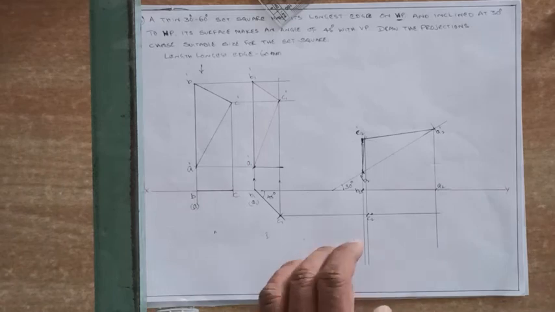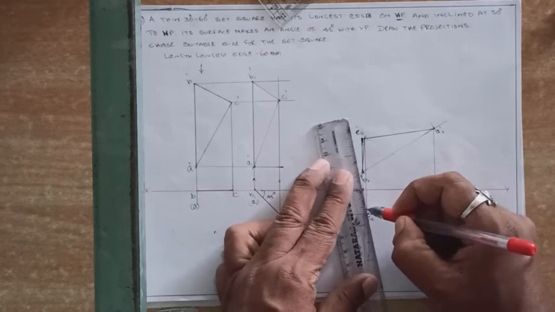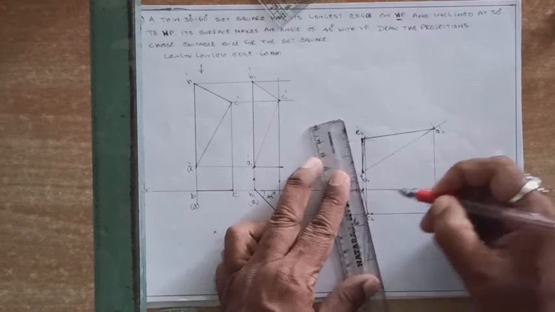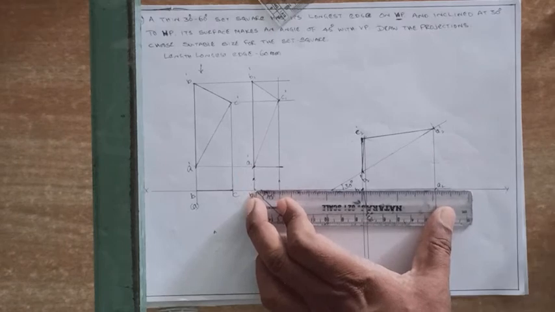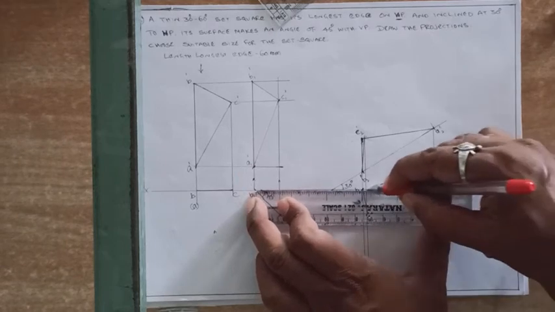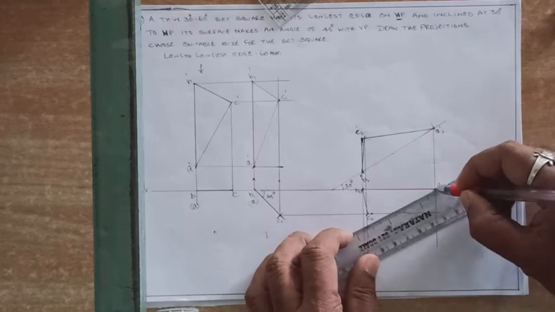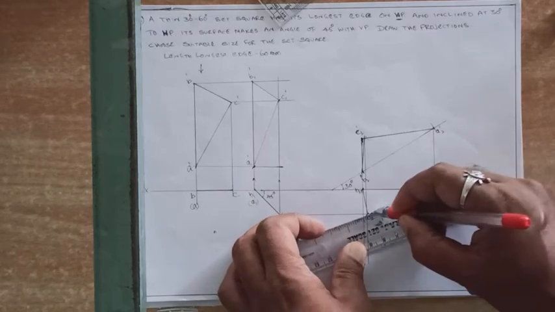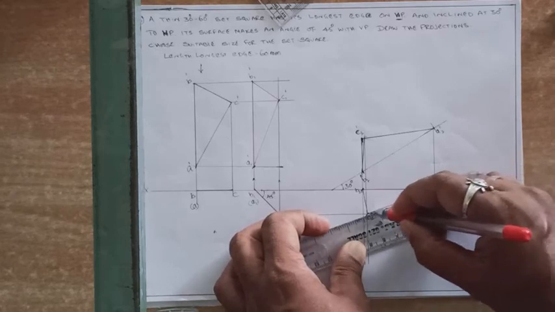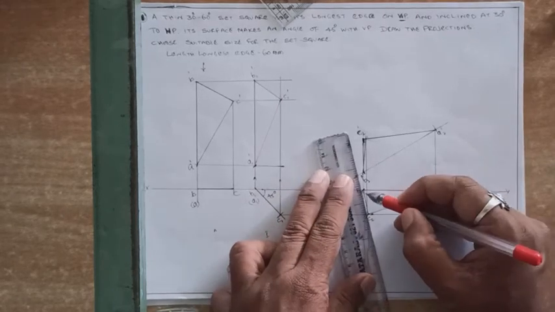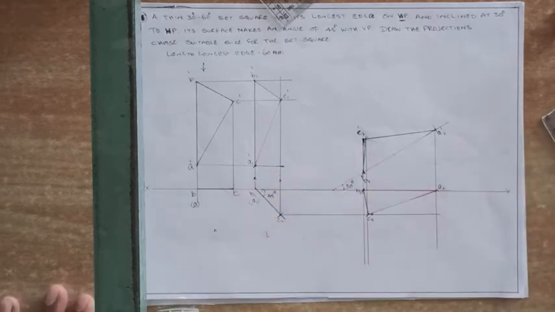Now make a thick line between C2 and B2, then A2 and B2, then again A2 and C2. That's all. So now it finishes. Now check once again what the conditions given are.